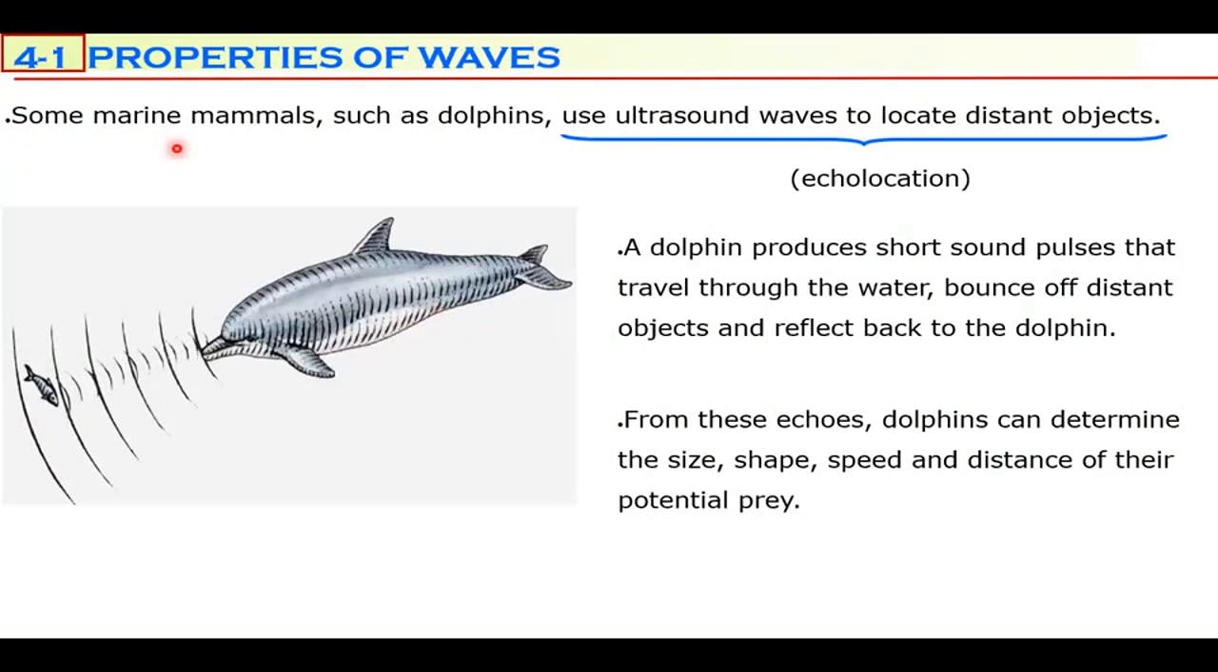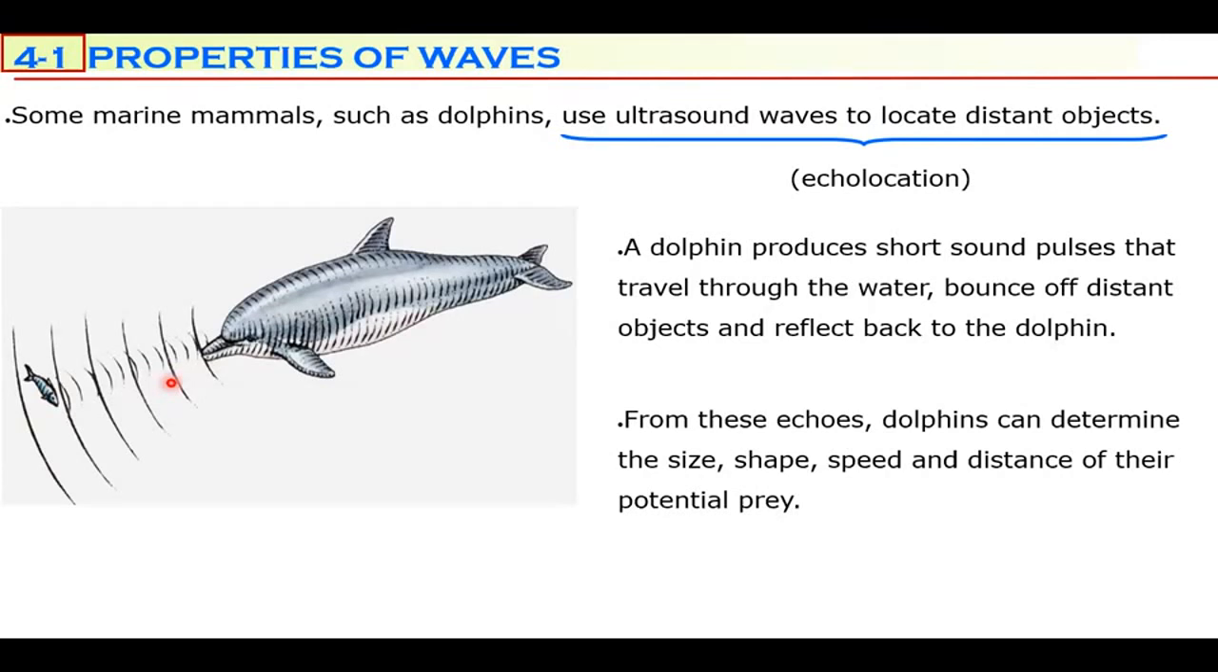Some marine animals, such as dolphins, use ultrasound waves to locate distant objects. They send sound waves into the sea, and these sound waves reflect back from a fish in front of the dolphin. The dolphin gets this reflected sound, and by this sound the dolphin gets information on how far the fish is, how big it is, or whether it is moving away or approaching, like a radar.